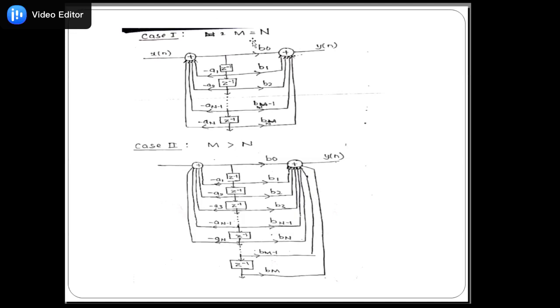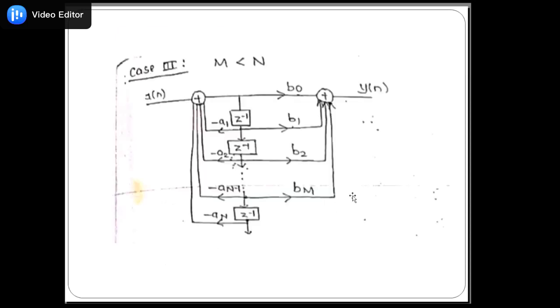Case 1, when m is equal to n. Suppose you have considered that m is equal to n, then that will generate the structure where both m and n are the same. Case 2, m is greater than n. When m is greater than n, that will generate this equation, where m is greater and n is less than this m value. That's why that structure will be generated here. Suppose m is less than n, then n will be more and m will be less in that equation.